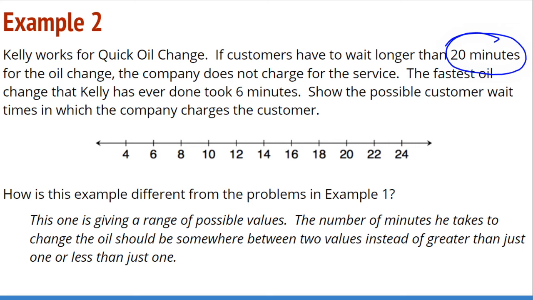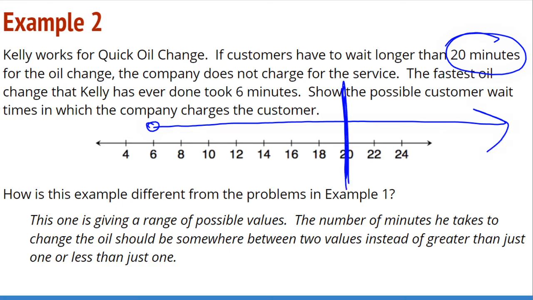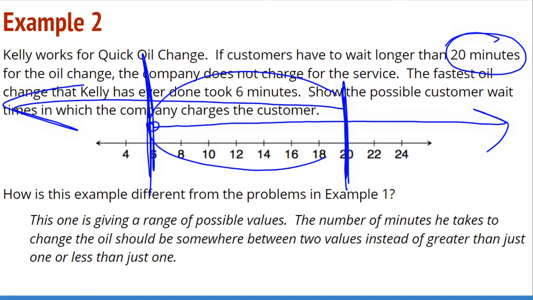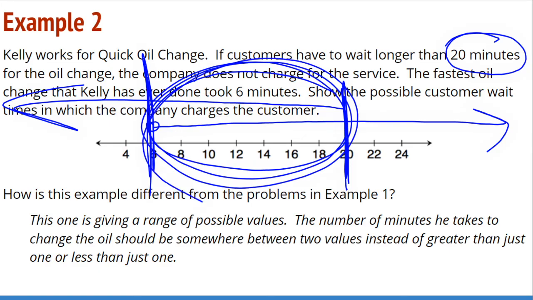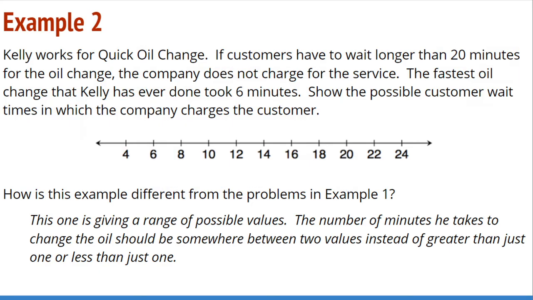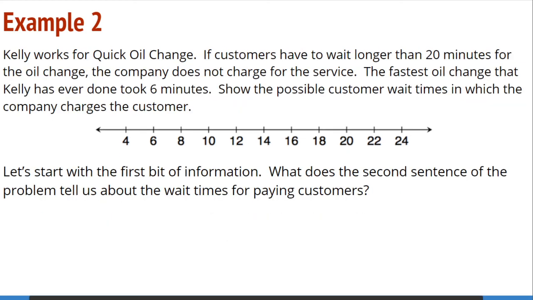So the company is going to be able to charge money in a range. Instead of an infinite amount, anything greater than 6 minutes, they'll get paid. It has a cutoff. And I can't say anything less than 20 minutes the company gets paid, because we know that he has never done an oil change faster than 6 minutes. Somehow I need to show that this middle section is the range in which the company can charge the customer.